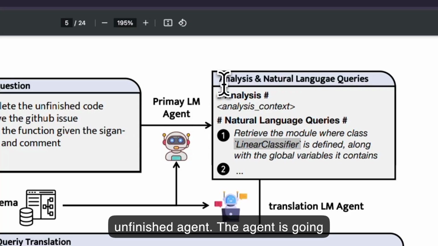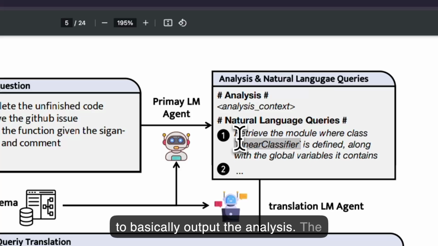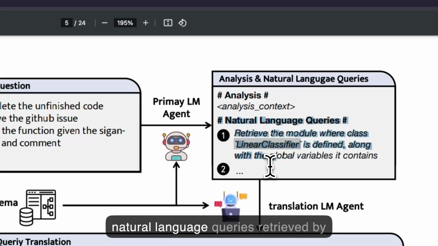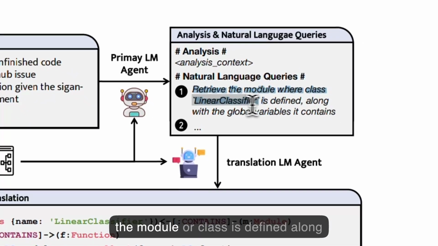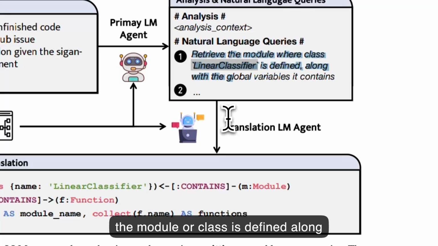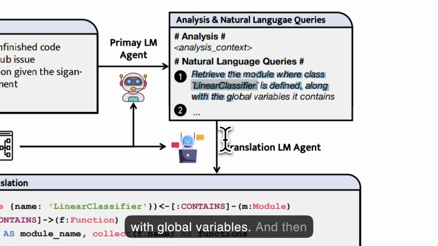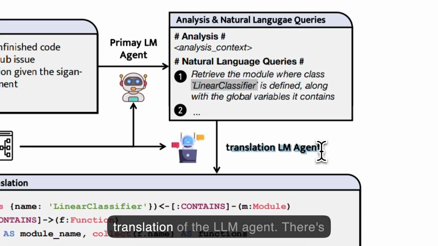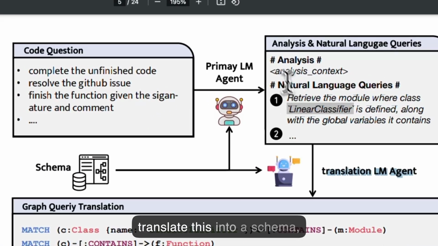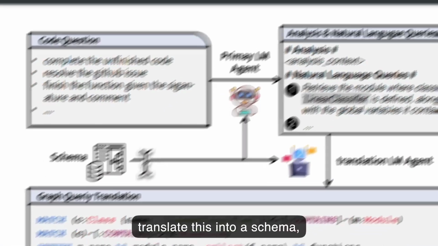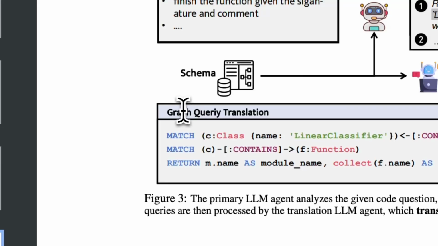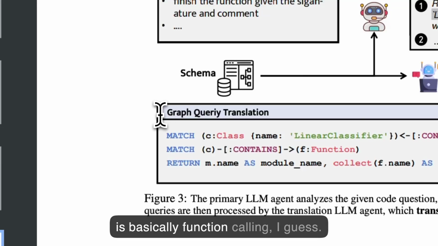But so the agent is going to basically output the analysis, the natural language queries, retrieve the module or class is defined along with global variables, and then the translation LLM agent. So there's another agent that is going to translate this into a schema, which is basically function calling, I guess.